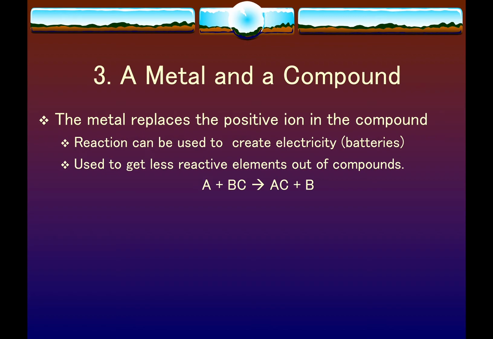So the metal is going to replace the positive ion in the compound. It's going to come in here and replace B, and B is going to get kicked off and removed out of the compound. A takes its place. These types of reactions are used to produce electricity in a battery. Also used to get less reactive elements out of compounds.